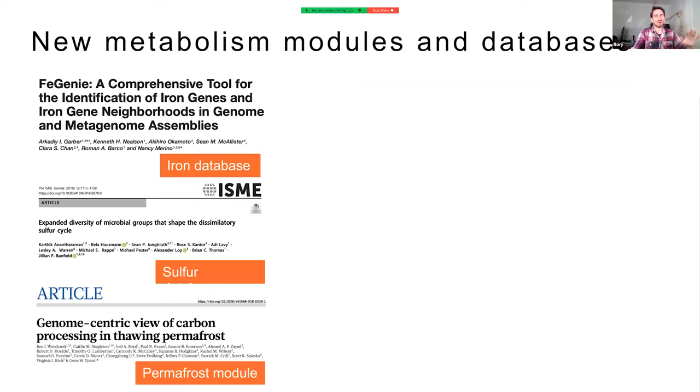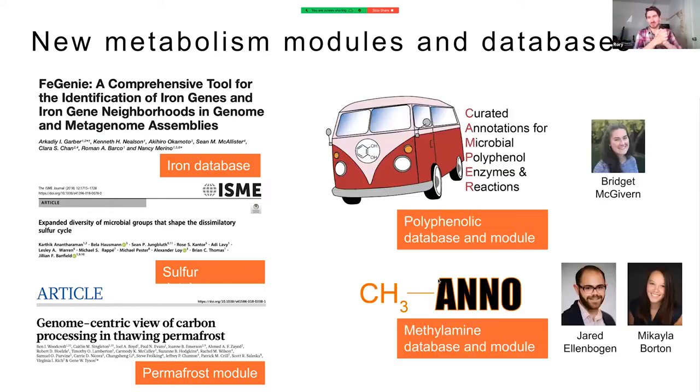One of the things that is going to be immediately apparent in the upcoming releases of DRAM is that we're adding some new metabolism modules. I think this will be of interest to everyone. This includes iron through FEGENIE, a great tool on its own, which will now be integrated into DRAM, a sulfur metabolism module, a permafrost module, and in addition, some modules that we made in-house that are going to be really great additions to DRAM.